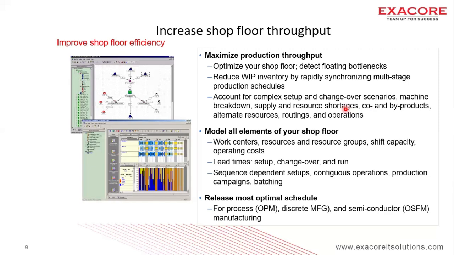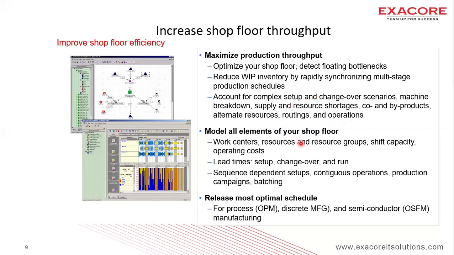For that, Oracle production scheduling, which is also part of ACP, helps to maximize the production throughput by detecting bottlenecks. There might be bottlenecks, whether there is a change of scenarios, machine breakdowns, supply or resource shortages, alternate resources that need to be used, or issues with routings and operations. All these bottlenecks will also be calculated by ASCP to optimize maximum production on our shop floors.